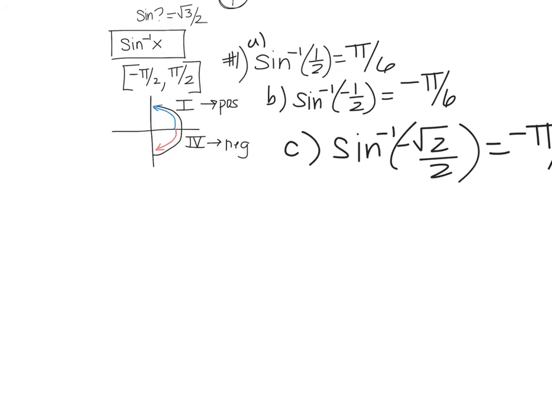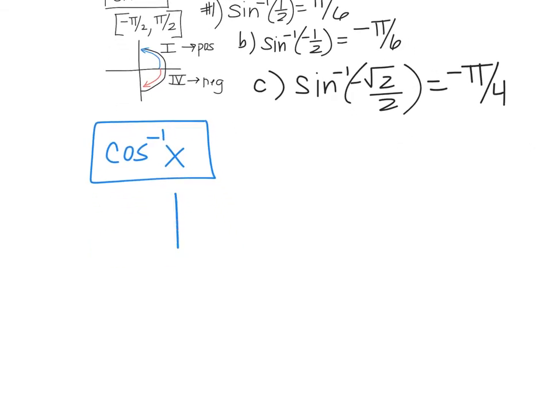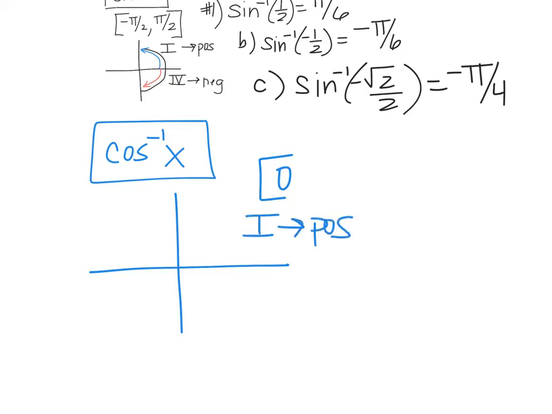Now let's talk about cosine inverse. Cosine inverse is going to have a totally different domain of numbers. It's going to include quadrant 1, but it can't include quadrant 4, because in quadrant 1, cosine is positive, and in quadrant 4, cosine is positive. We don't want two answers coming out of this. So we're going to use quadrants 1 and 2 only. Okay? So your answers are going to come from 0 to pi for cosine inverse.